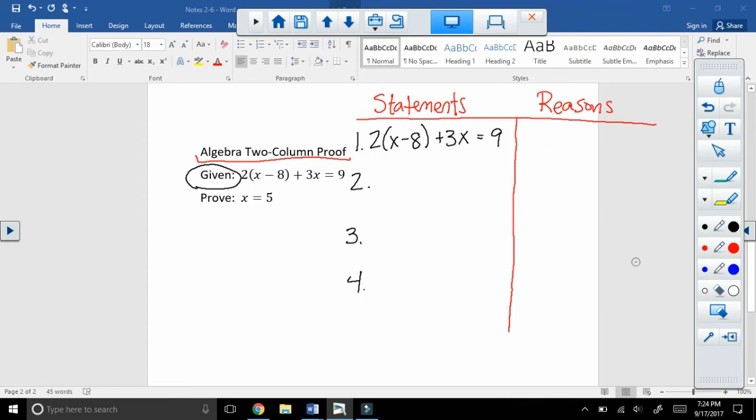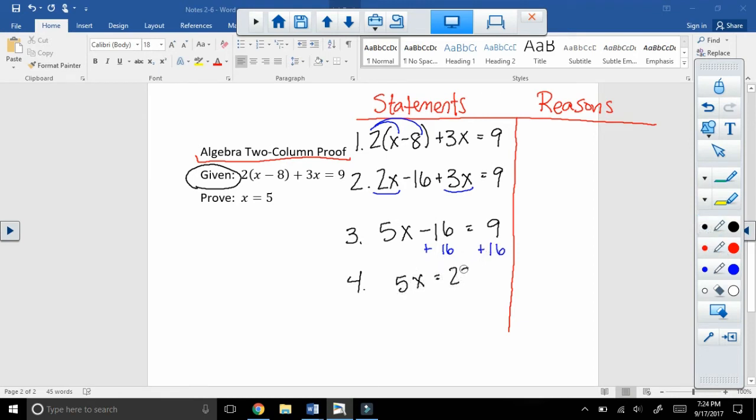So the first thing I need to do to solve this for x is go ahead and distribute. So I'm going to write down that my next line of work is 2x minus 16 plus 3x equals 9. The next thing I'm going to do is take these like terms and add them together. So my next line of work is going to be 5x minus 16 equals 9. After that, I'm going to add 16 to each side. So my next line of work is going to be 5x equals 25.